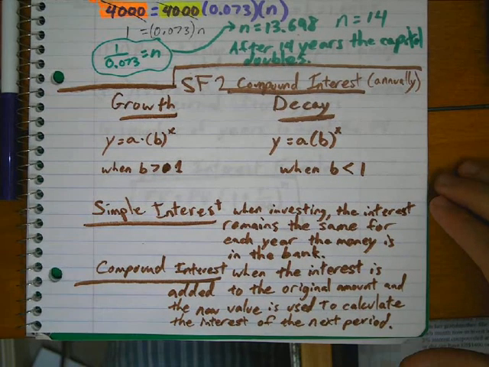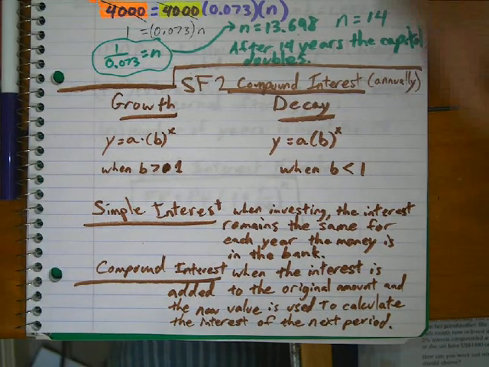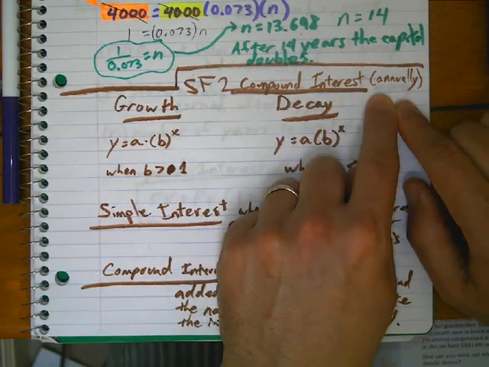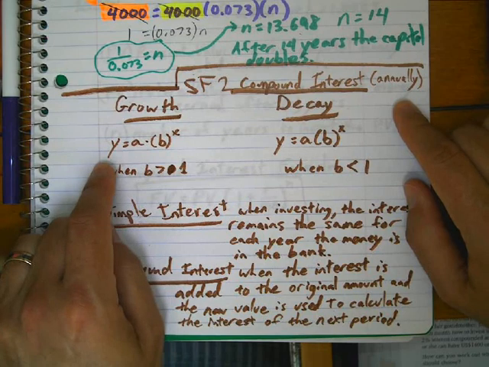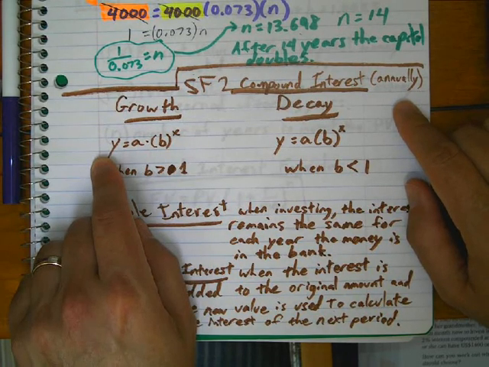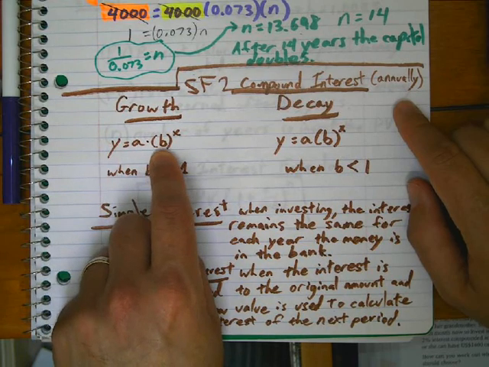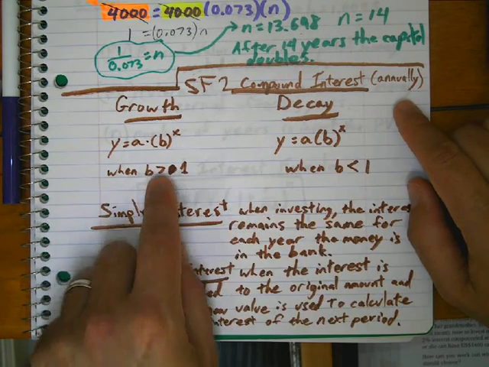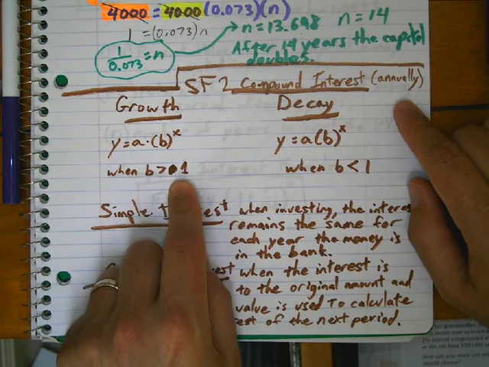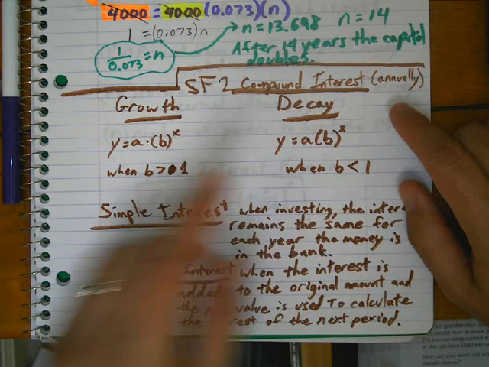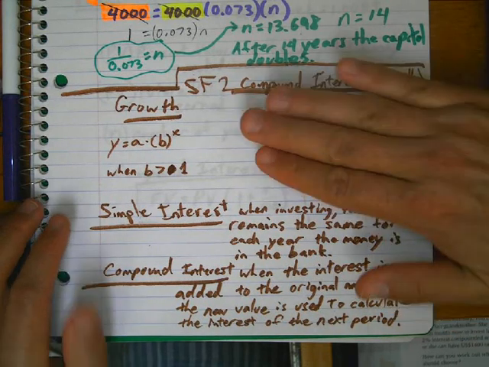Okay, so right now we're going to talk about growth and decay. So compound interest annual. When you've got a growth or decay function, your function looks like this: y equals a times b to the x. And when b is greater than 1, we're going to have growth, and when b is less than 1, we have decay. But for this lesson, we're going to be focusing on growth.